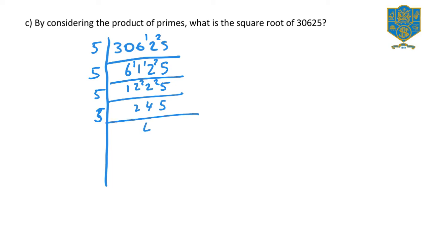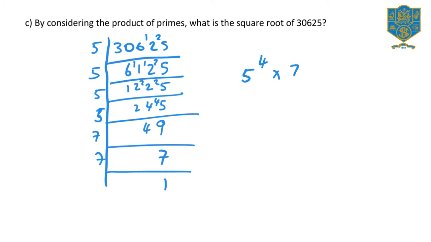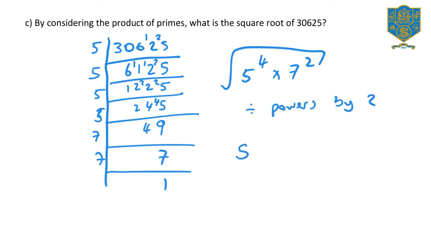5 into 24 goes 4 times, remainder 4. 5 into 45 goes 9 times. 49 is divisible by 7 to give 7. And we need to end up at 1, so we need to divide by 7 again. So what we have is that 30,625 is 5 to the power 4 times 7 squared. And if we want to find the square root of that, we divide each power by 2. And we'll get 5 to the power of 2 multiplied by 7 to the power of 1, or 5 squared times 7.